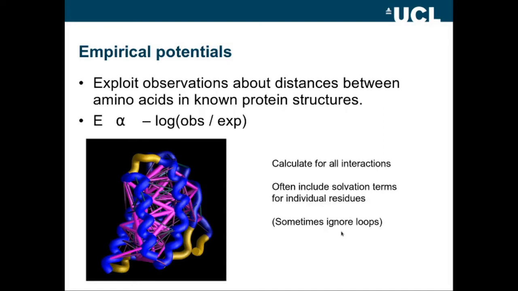So you can put all this sort of thing together. You can calculate for all interactions, which I'm showing here in these lines between the residues. We can also include solvation terms that look at hydrophobics being buried and hydrophilics being on the surface, and sometimes we can ignore loops like these ones in yellow because they tend to be a bit more flexible, or if they're not dynamically flexible, then their conformations in different homologs will be different, and that can confuse our statistics.